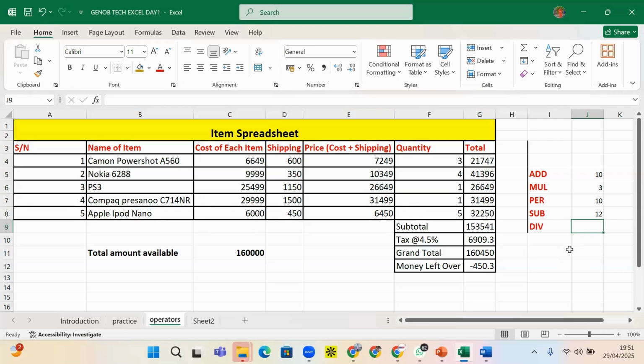But equal to can still act as assignment operator. It depends on the language. If it's in programming, and you want to have a variable.